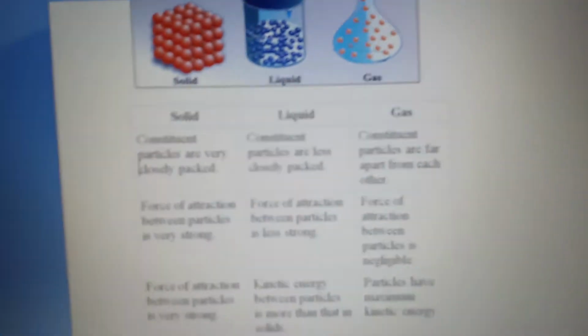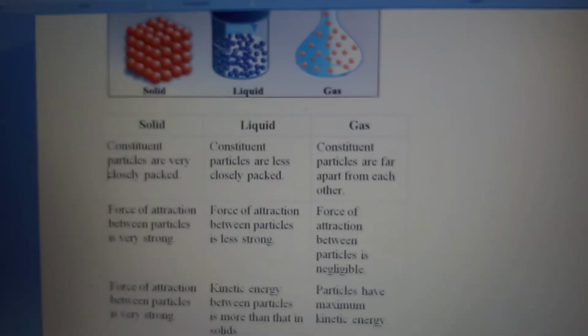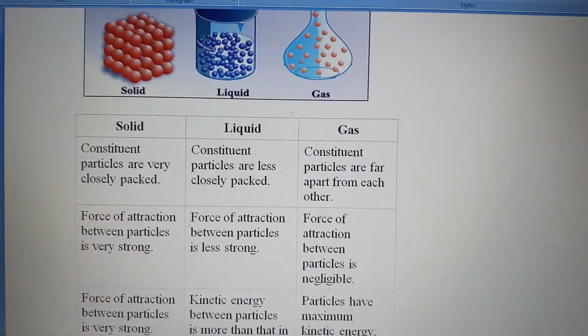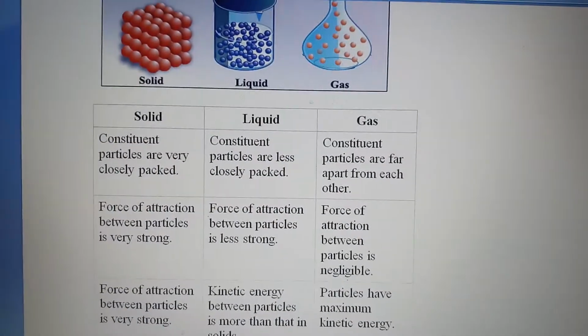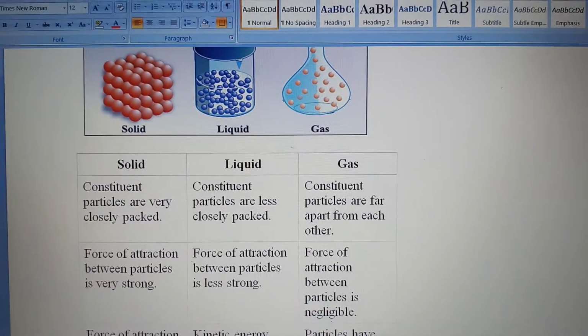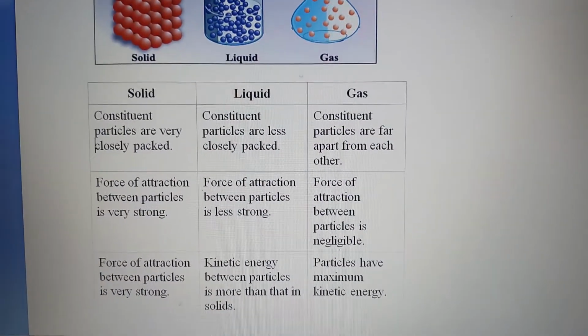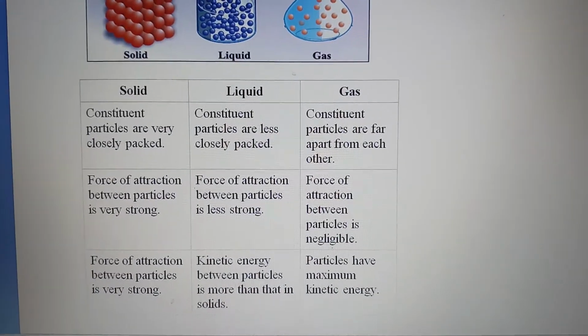So students, let us see here if we can draw up some distinction between the solid, liquids and gases on the basis of these 3 things. I'll be showing you a bit of it. Please see. In solids, the constituent particles are very closely packed. In liquids, the constituent particles are less closely packed, while in gas, the constituent particles are far apart from each other.